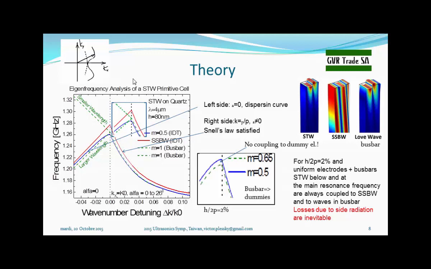It has two different sides. This side is just normal dispersion curves, and to be short, I will say that this blue curve is waves propagating in a periodic structure, and red is bulk waves, bulk surface skimming bulk waves. So this distance is the stop band, and our resonance is normally here.